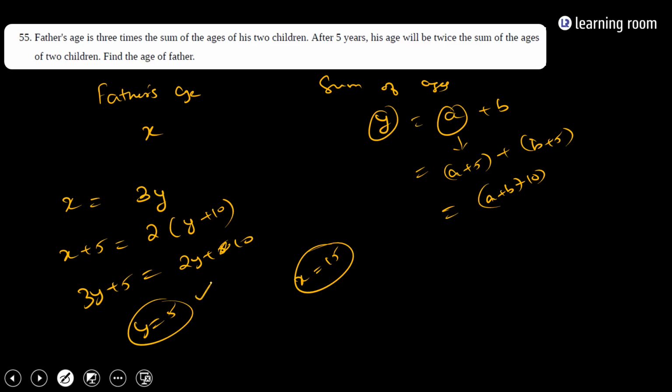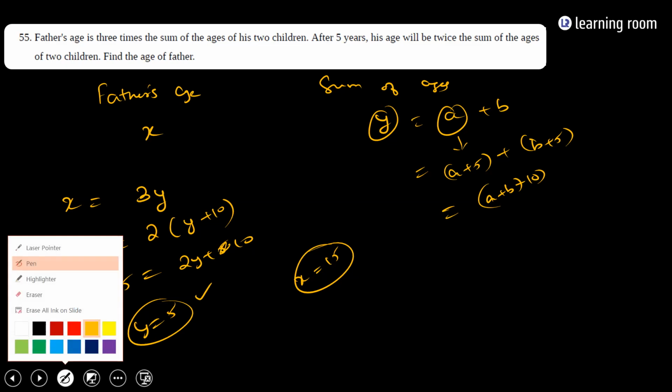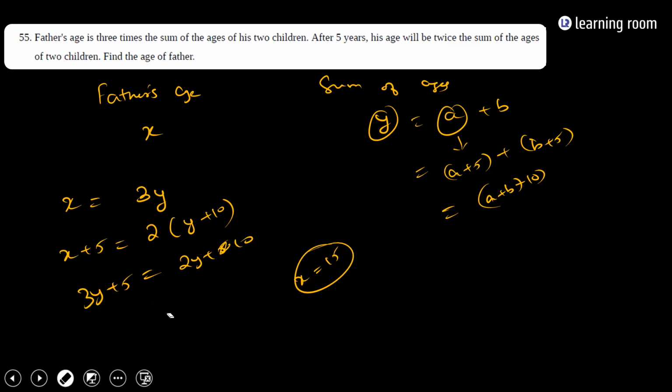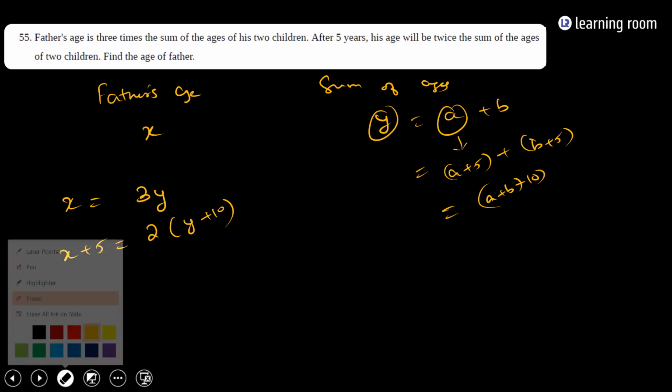Because see, logically think, y is equal to 5 means we are calculating when before they were born. After 5 years. So before 5 years means 5 minus 5 is 0. They were not even born. Correct? Guys, are you able to understand? Sir, there is a mistake in it.